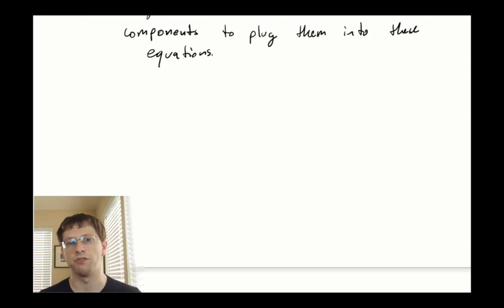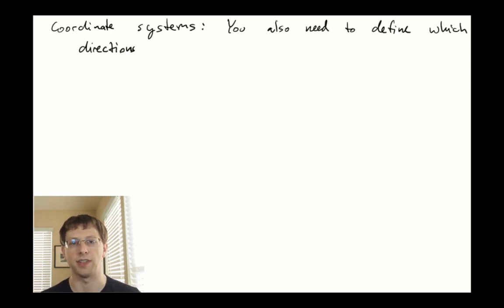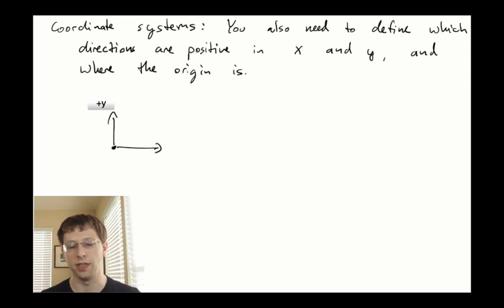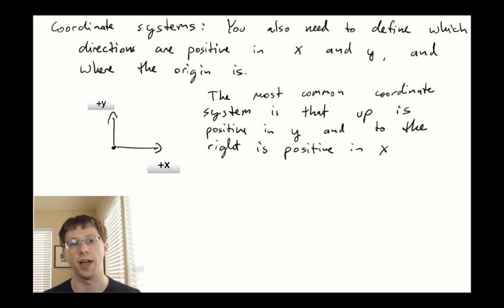You also need to define your coordinate system, which is something we did a little bit of in 1D motion already when we talked about deciding that up was positive, for example. So the standard coordinate system is that up is the positive y direction, and to the right is the positive x direction. If you don't define a coordinate system, we'll usually assume that that's what you want.